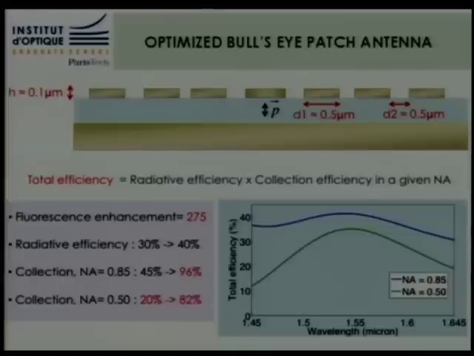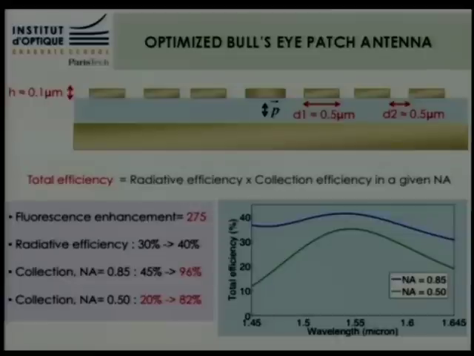And the results are quite good. We get a fluorescence enhancement of 300, but actually it's also what we would have without the rings. We get a higher radiative efficiency than with the single patch antenna, but not a very high increase.